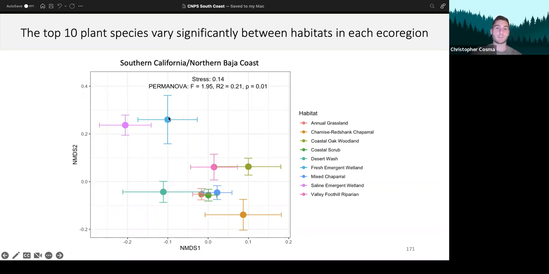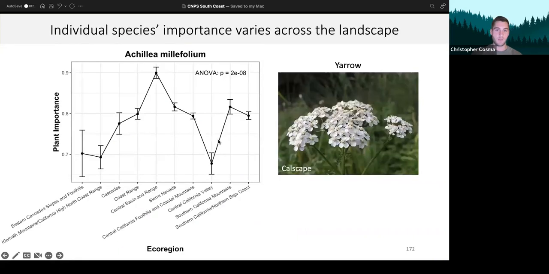And so again, we see this distinct separation between our different habitat types, meaning that the composition of the top 10 plant species varies significantly between those habitat types. And we can see that some of them are more different than others. Some of them cluster a little bit closer together.